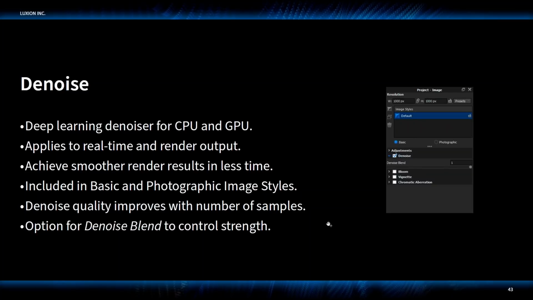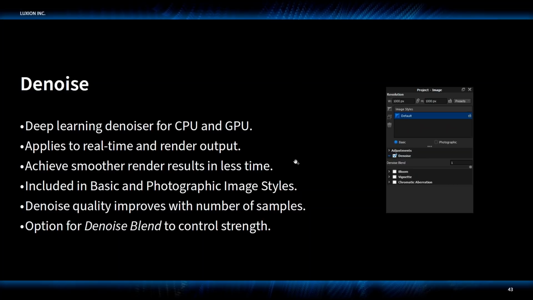Denoise is a deep learning denoiser and is available for both the CPU and the GPU. This applies to real-time and render output. In real time, the denoise will refresh every 5 seconds, and as the samples increase, you will get a better quality from the denoised image. In render output, we apply denoise at the very end of the render to give you the best quality results.